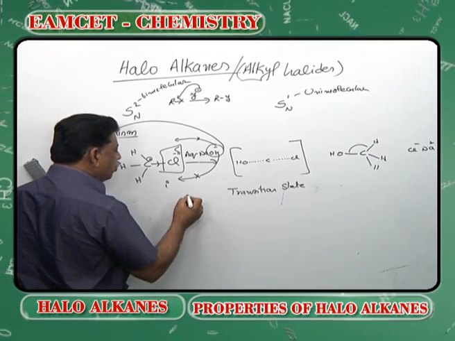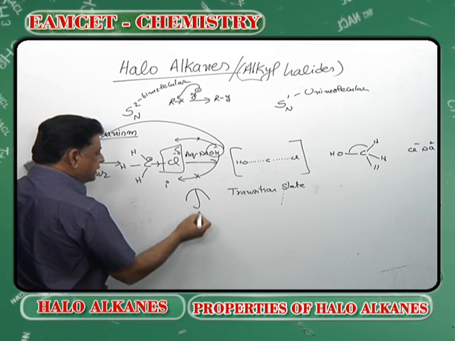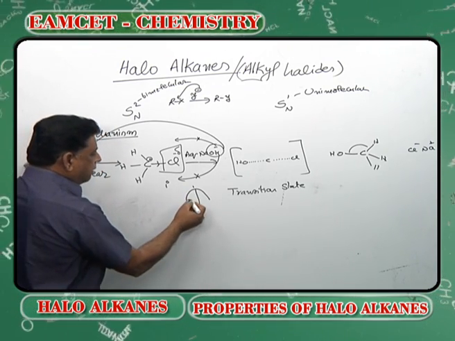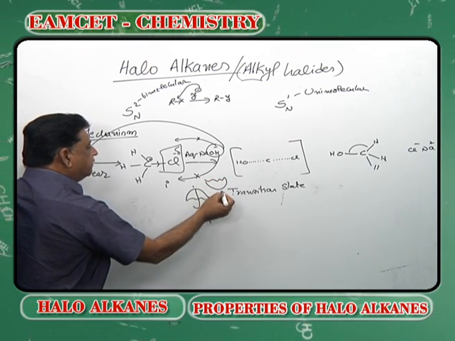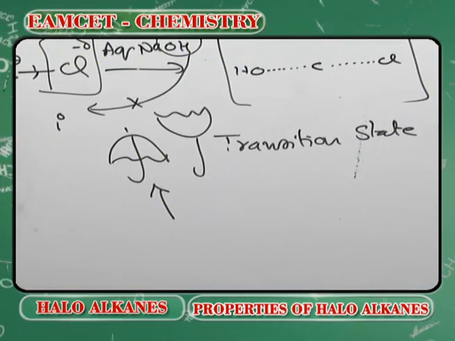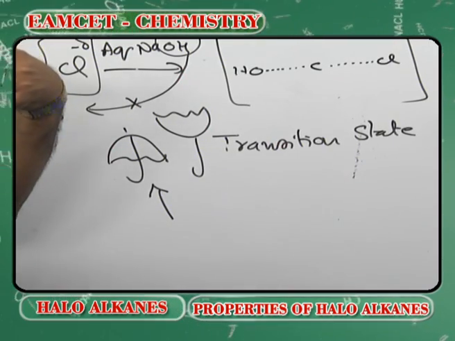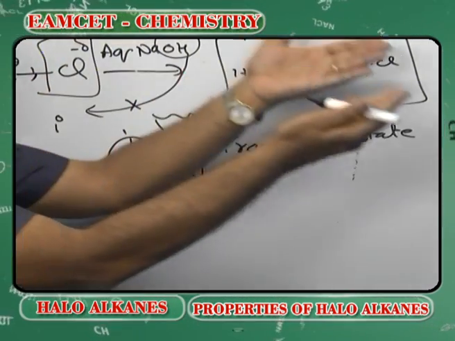A scientist called Walden gave a beautiful explanation. When you are carrying an umbrella and a strong wind comes, if the umbrella flips to the other side, this is called an inversion, he says. Like that, in a molecule also, when OH enters, the hydrogens fall to the other side, isn't it?